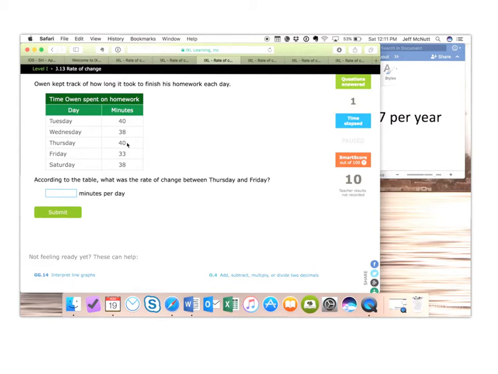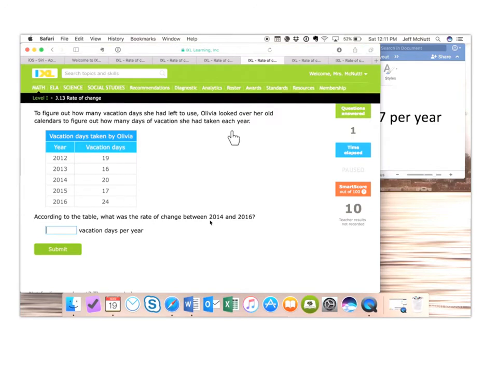All right, and then the next question. To figure out how many vacation days she had left to use, Olivia looked over her old calendars to figure out how many days of vacation she had taken each year. According to the table, what was the rate of change between 2014 and 2016? So this one we actually have multiple years we're talking about, not just 1 year. So we're going to look at the 2014 number, 20, and the 2016 number, 24.